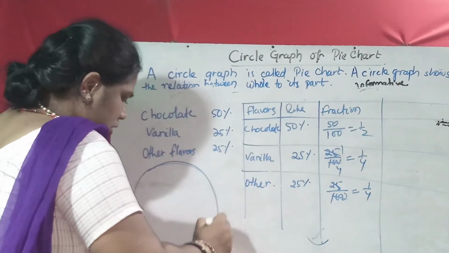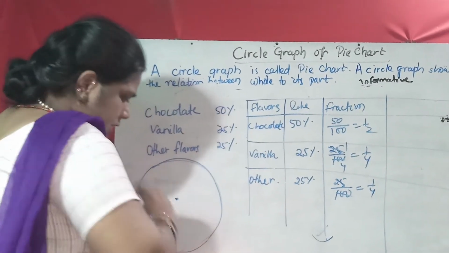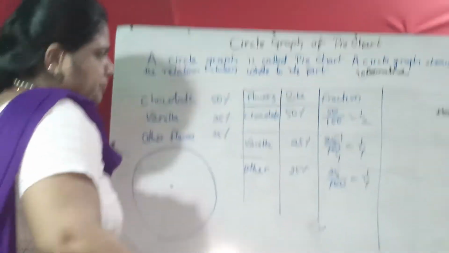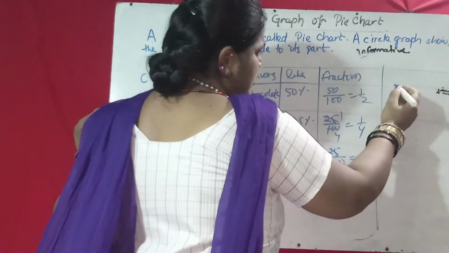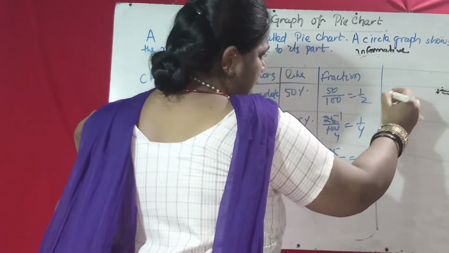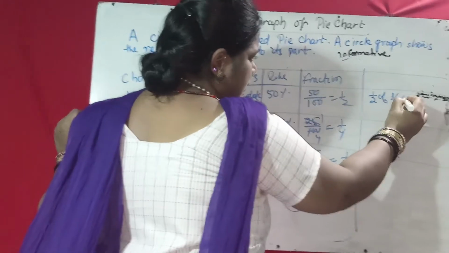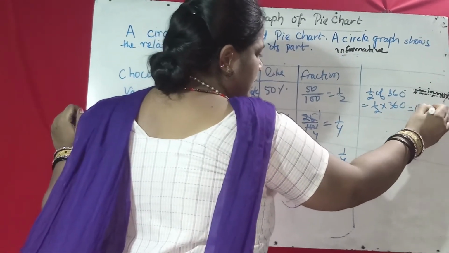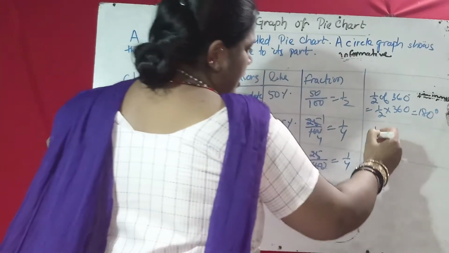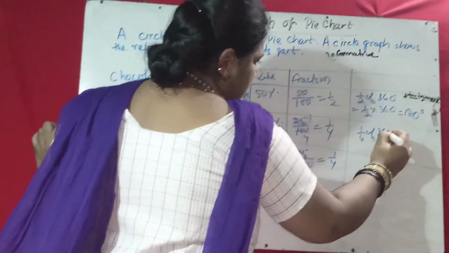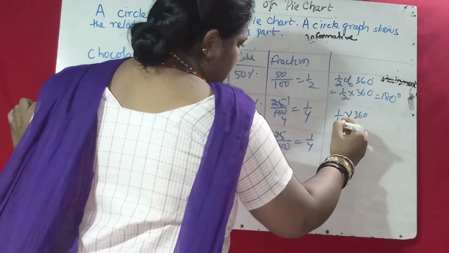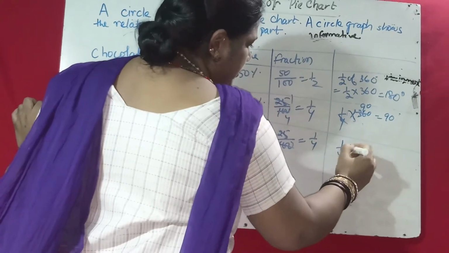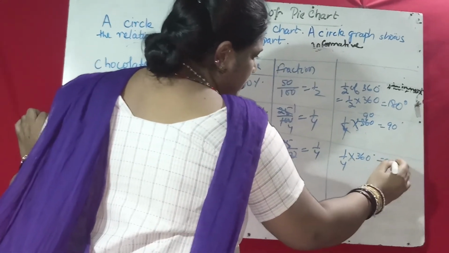You draw a circle with a compass and you get a center. So the question is to draw a pie chart. Half of 360 degrees, so half into 360 equals 180 degrees. Then 1 by 4th of 360, that is 1 by 4th into 360, 90 degrees. Here also 1 by 4th of 360 equals 90 degrees.